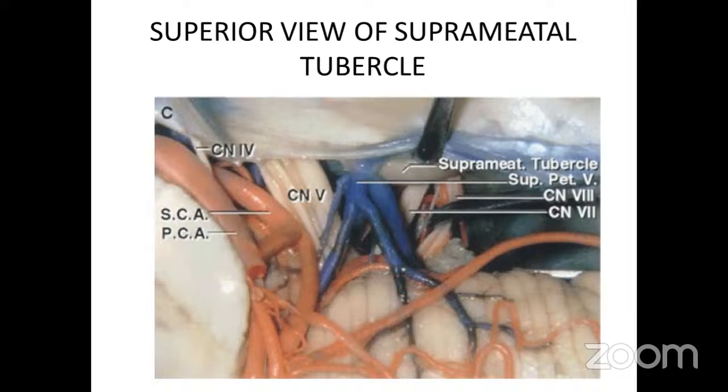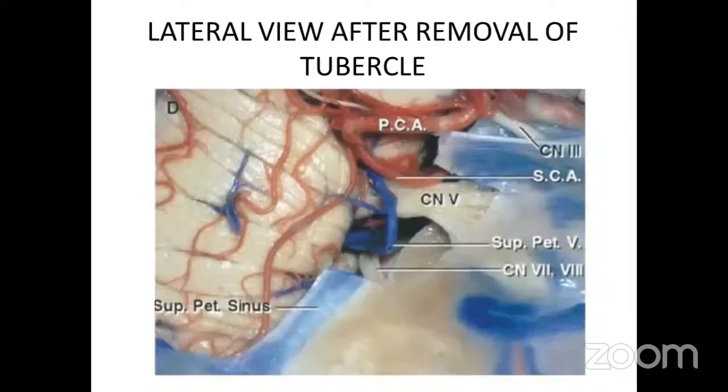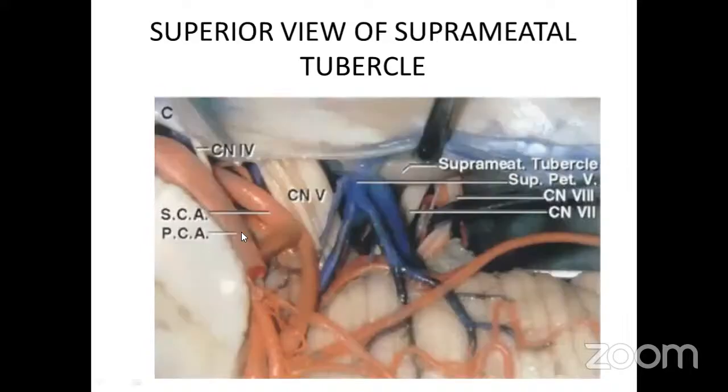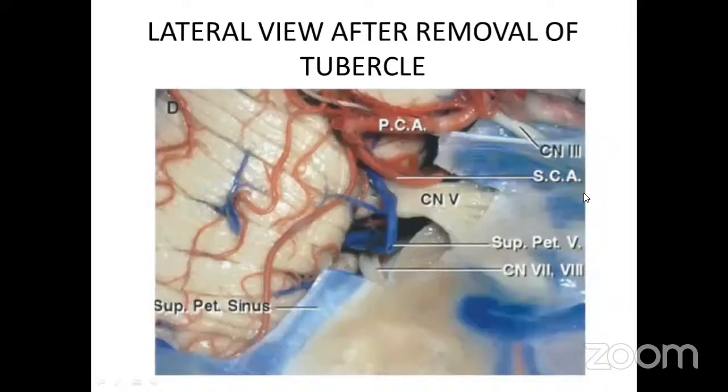Yes sir, we have removed this tubercle. The labyrinthine artery is also a branch of the ICA that we will see in the middle complex.